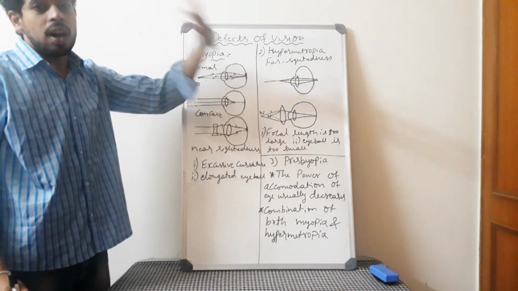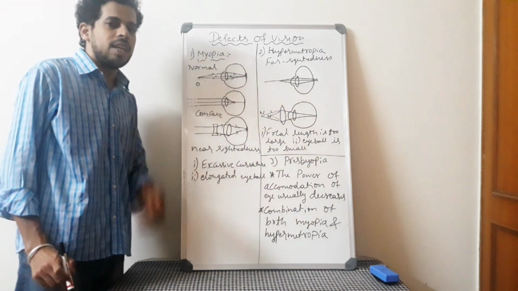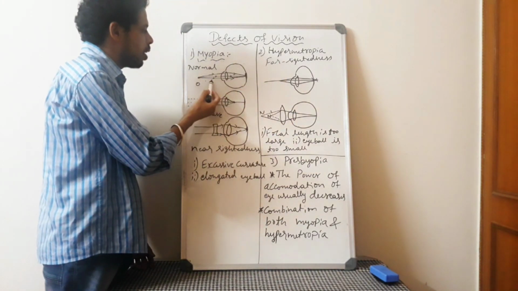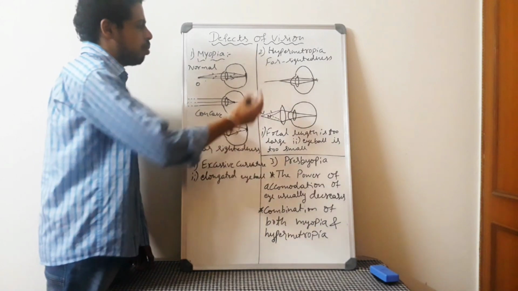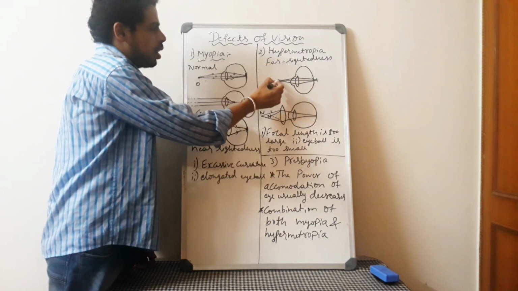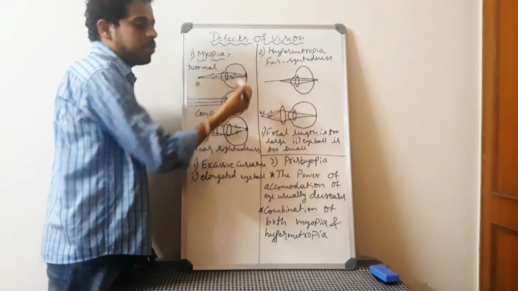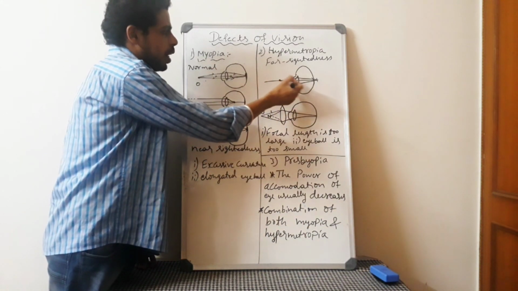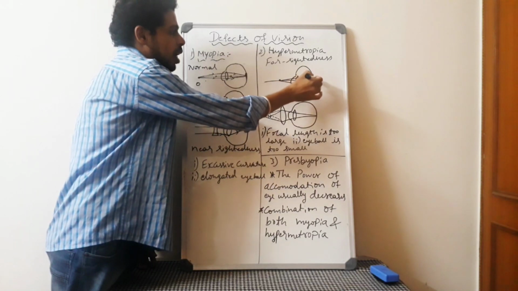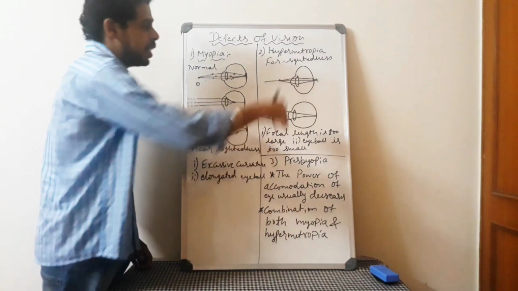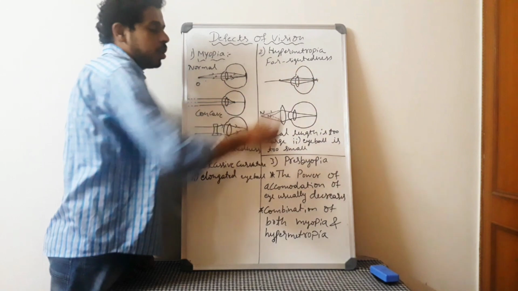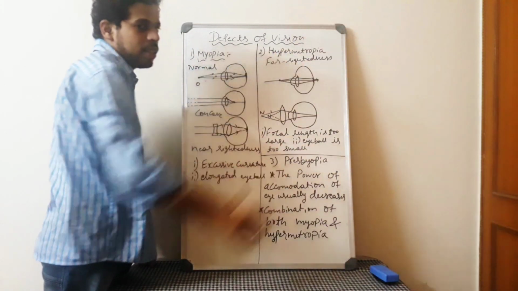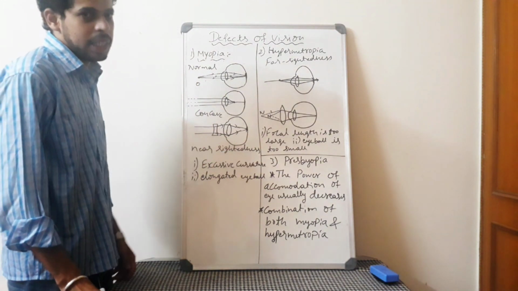Farsightedness means a far object he can see clearly, but a near object he cannot see clearly. Here I have not shown the normal eye, which would form the image like this. But in farsightedness, when he sees a far object, he can see clearly. That is not a problem. Whenever the object is near to the eye, the rays will converge beyond the retina, behind the retina. At that time the image is formed at this point, behind the retina, so he cannot see the object clearly.